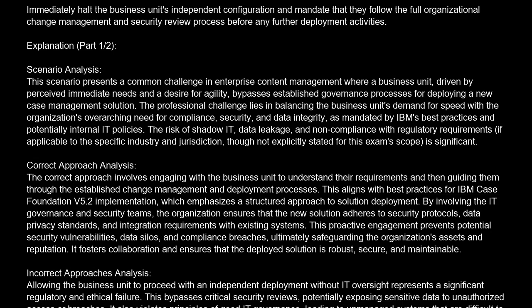The correct answer is C. Immediately halt the business unit's independent configuration and mandate that they follow the full organizational change management and security review process before any further deployment activities.